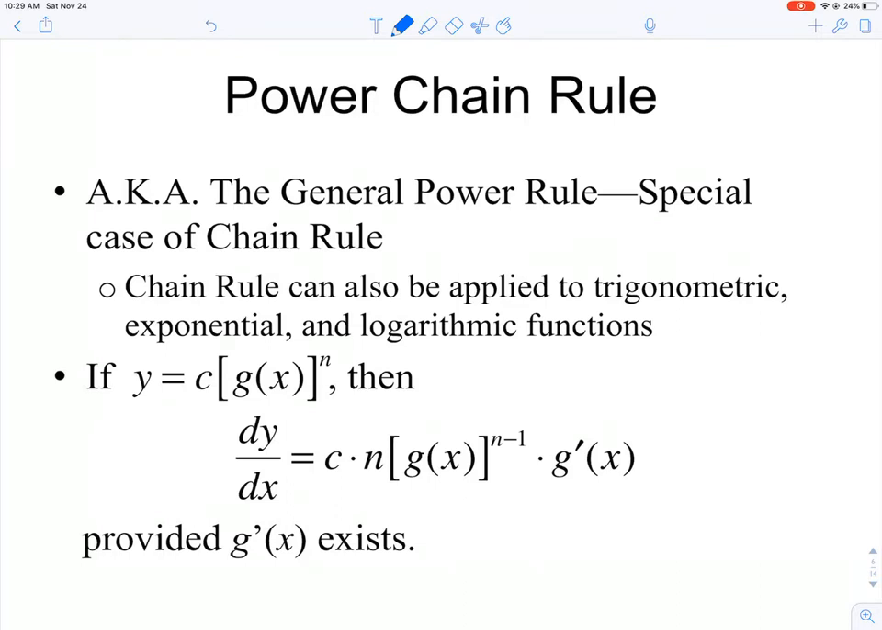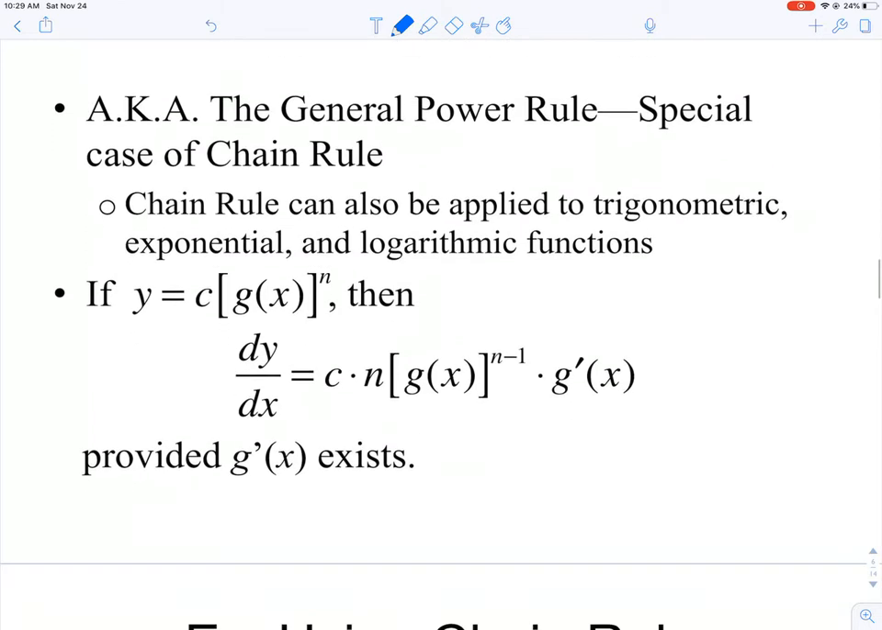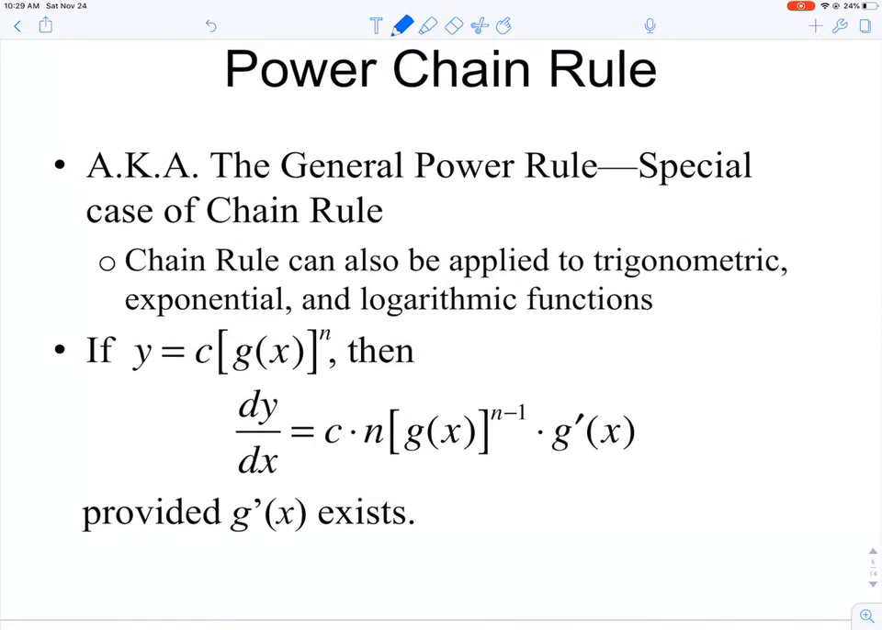So we can think of the general power rule as being a special case of the chain rule. And when we use implicit differentiation in section 3.3, I'm going to want you to think about differentiating with a chain rule perspective.